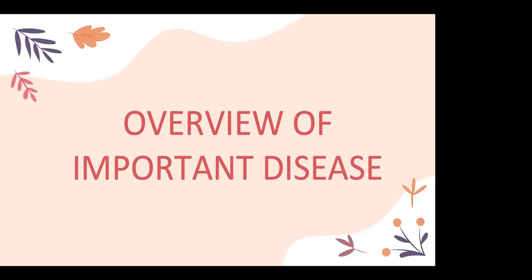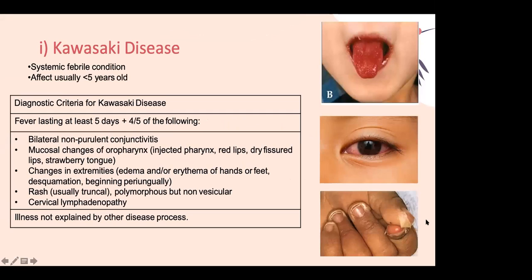Lastly, we go to overview of important diseases. In prolonged fever, we need to rule out Kawasaki disease, especially in children less than 5 years old, because in Kawasaki disease, there is cardiac complication, such as aneurysm of the coronary artery. So Kawasaki disease is a systemic febrile condition due to systemic vasculitis.